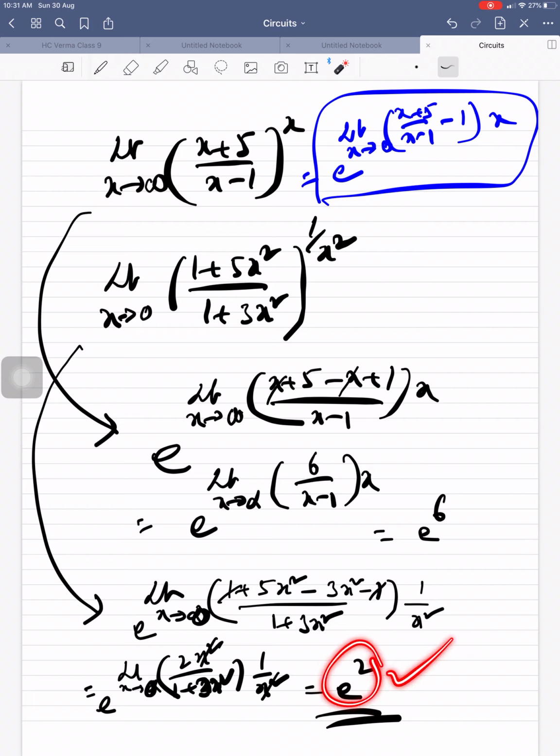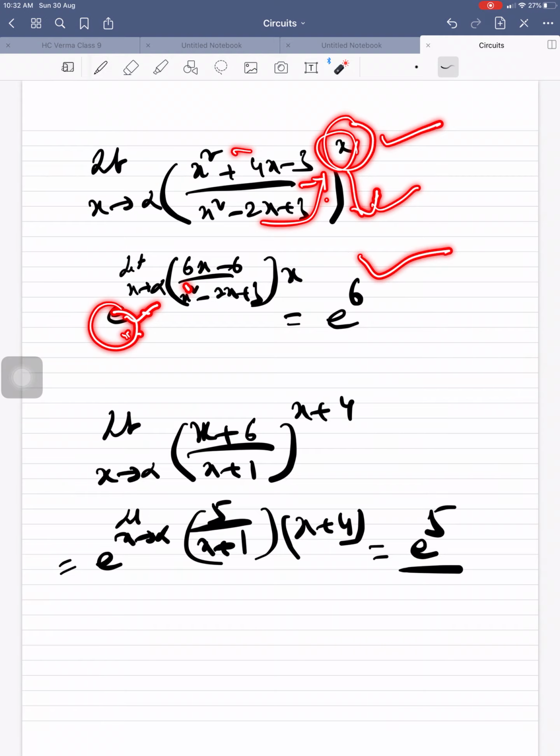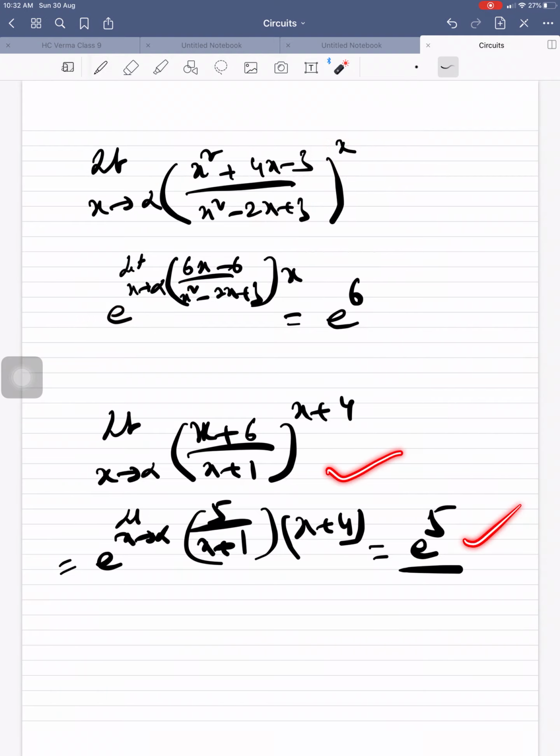Just write it. Don't try to put the pen on the paper. It takes long time. So like that, whenever x power x comes, simply e power, put it on top of e, minus 1, again this comes down, then you will get this. So like this.